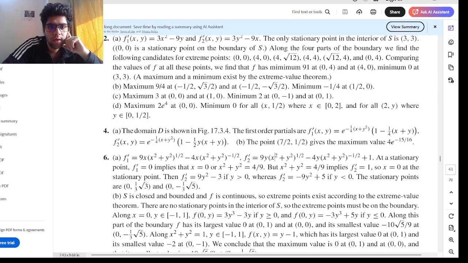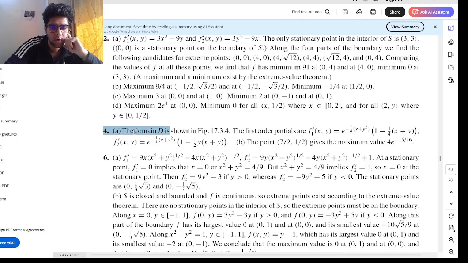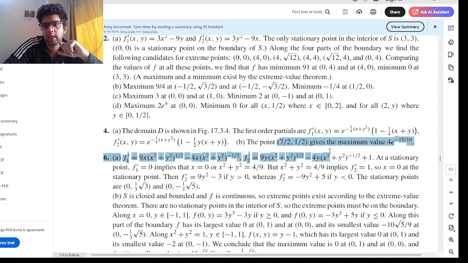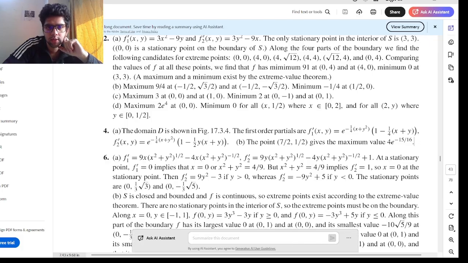Now you can clearly see that the answer to the fourth question, which we just solved, was this. The fourth question says that the first order partial derivatives are this: e to the power minus 1 by 4 of x plus y square was our expression, and the partial derivative with respect to y was this, and the point 7 by 2 comma half gives us the maximum value 4 e to the power minus 15 by 16. I hope you got what I wanted to share with you in this video.